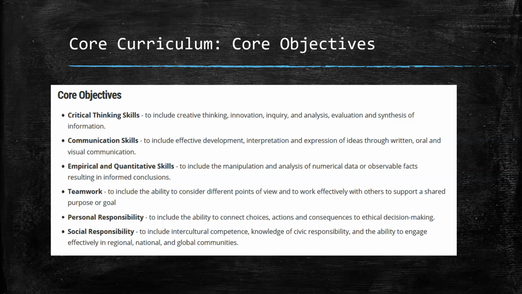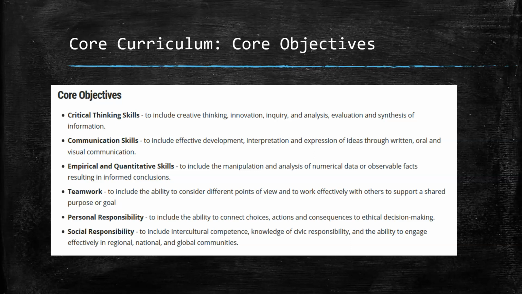Now, as you can count on the screen, we have 6 core objectives. Again, these are the knowledge and skill sets that you are developing by taking the courses outlined in that core curriculum. And in fact, each course you take at STC actually satisfies some of these requirements. And then when taken as a whole for your entire degree plan, you develop all of these 6 objectives.